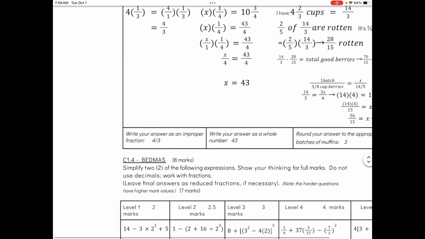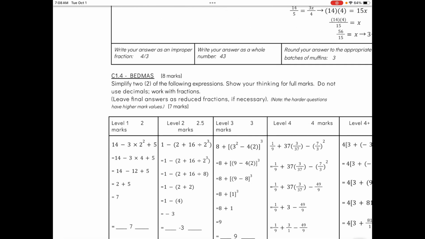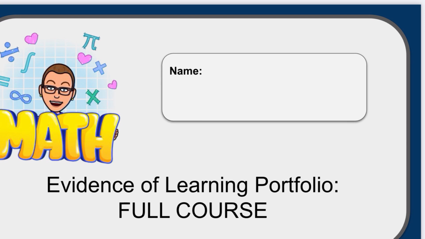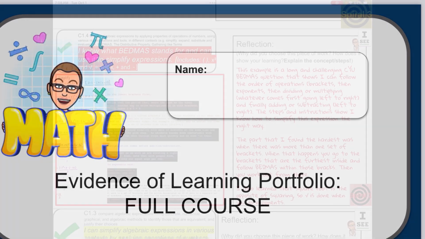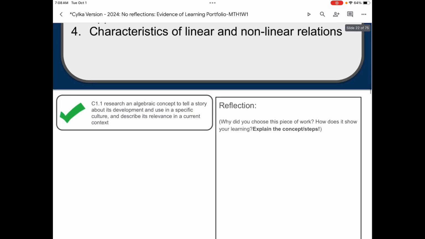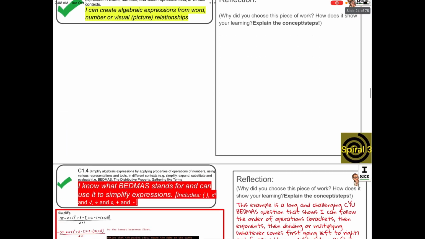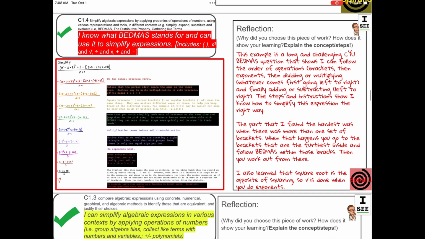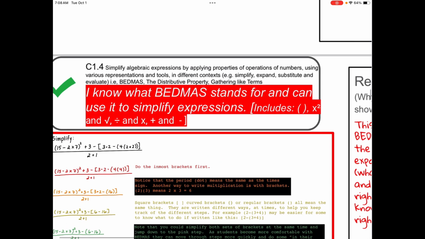So in the portfolio, you're going to look for C1.4. So going over to the portfolio, right here in the portfolio, as you scroll along, C1.1, C1.2, C1.4. I know what BEDMAS stands for and can use it to simplify expressions.